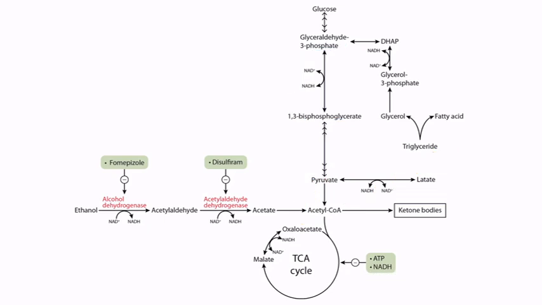Finally, notice that the conversion of glycerol 3-phosphate to DHAP produces NADH. In alcoholism, NADH levels are high, which inhibits this step. This means triglycerides within the liver are unable to be properly metabolized. This results in an accumulation of fat in the liver and is responsible for fatty liver disease, which is commonly seen in alcoholics. Okay, let's do a question.